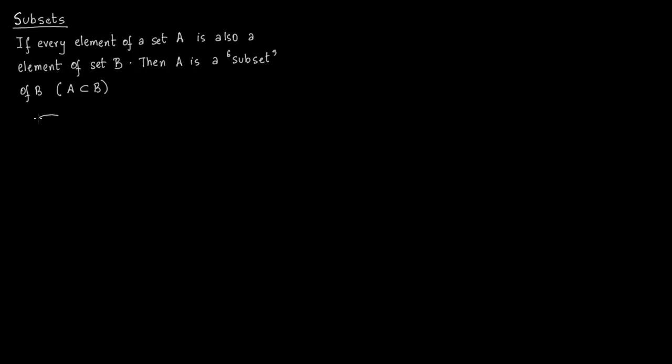Now if every element of a set A is also an element of set B, then A is a subset of B. So you write this as A subset of B. So let us show this pictorially.